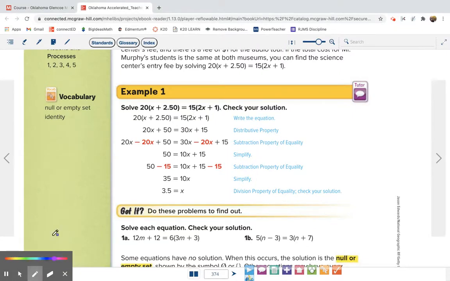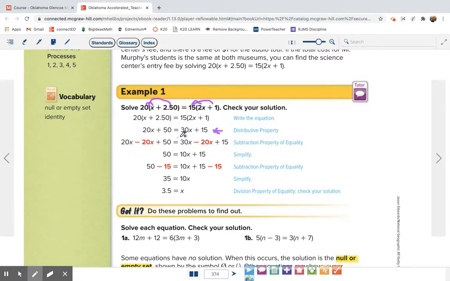So before we can even start this, we know we've got to get our x's together across the equal sign, but we can't until we get rid of these parentheses on both sides. So on both sides of this problem, we're going to have to distribute to get rid of that. 20 times x is 20x. Then 20 times 2.5 is 50. Then on the other side, we have to distribute. 15 times 2x is 30x. 15 times 1 is 15. So this is where we're at now. 20x plus 50 equals 30x plus 15.